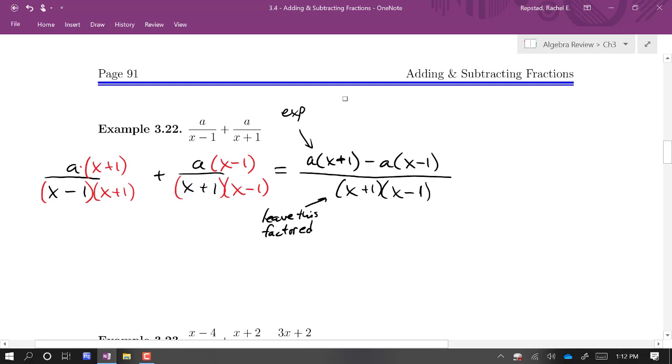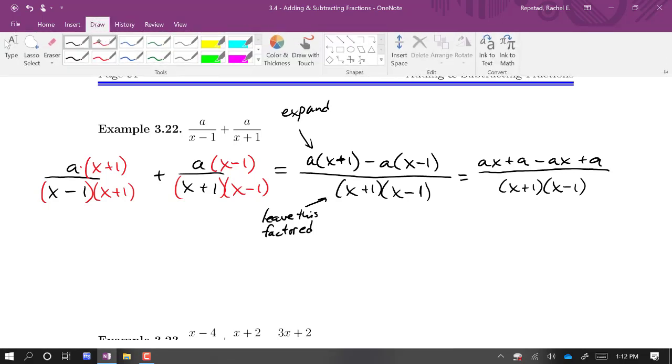because the top is not expressed as a product, right? It is expressed as a difference. We're subtracting a couple of products. So to simplify, we're going to expand these products. So we have ax plus a, and then minus ax plus a. Being careful with my signs here. All over x plus 1, x minus 1.